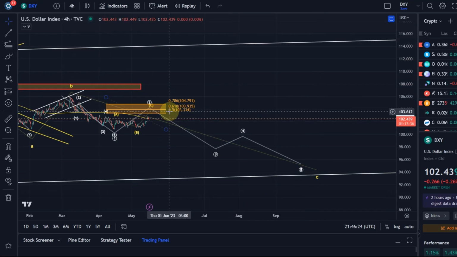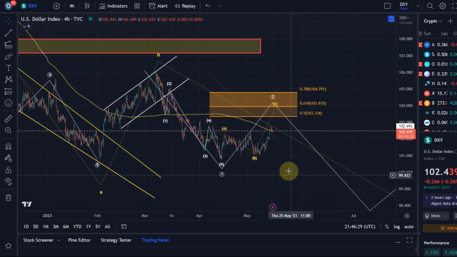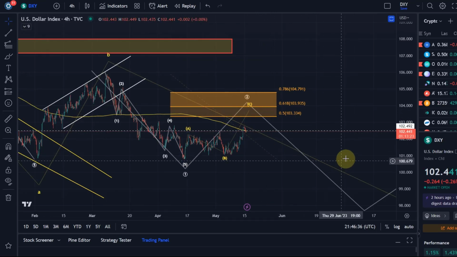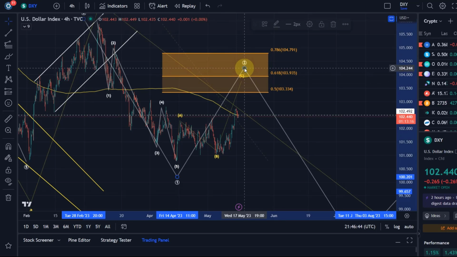Now, if I zoom in, currently that idea of a wave 2 with a resistance and target that I gave you in the previous video seems to be working out. We're not there yet, and I'm not sure if we get there. Because if we take a look at this, this is standard resistance for a wave 2, standard Fib resistance between the 50% and the 78.6% retracement, between $103 and $105 roughly. Okay, now we reached only $102.79, so we got very close.